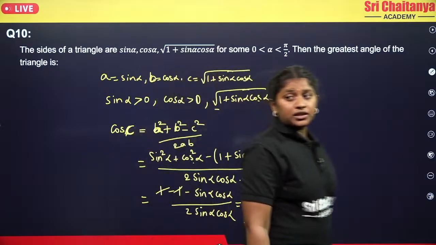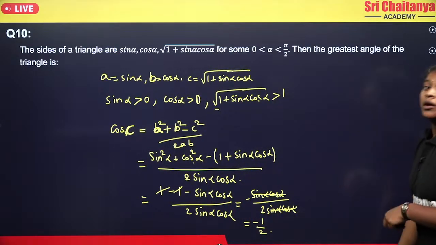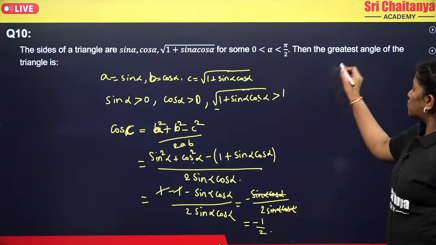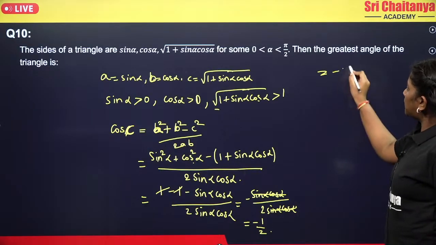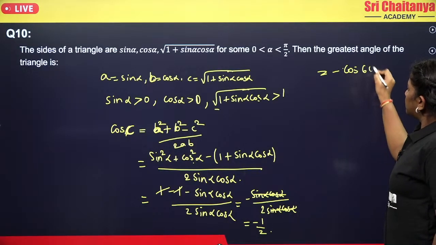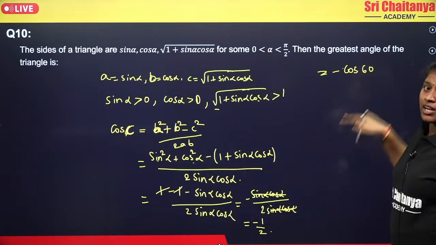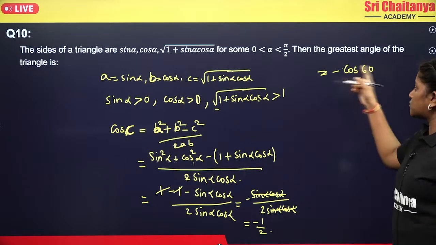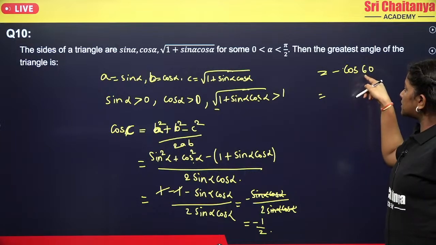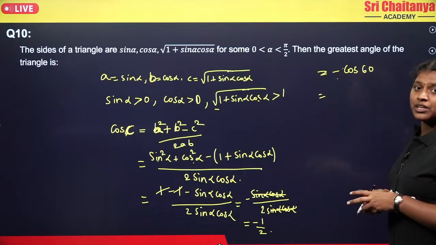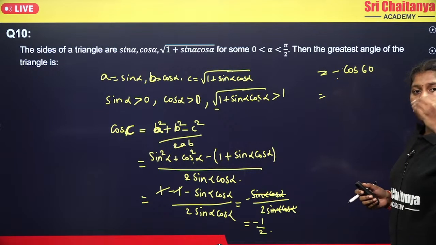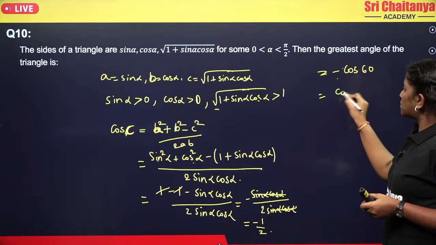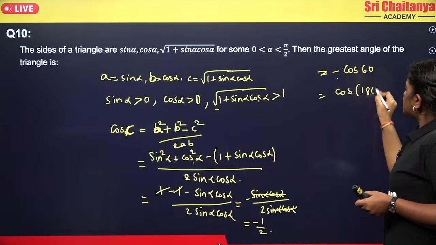So when we get the cos value as minus 1 by 2, minus 1 by 2 means we are having the negative, right? So it will be considered as minus cos 60, right? Because cos 60 value is 1 by 2 and here we are having the negative sign, so it will become minus cos 60. When we get the negative value for the cosine, if the angle is less than 180, that becomes cos of 180 minus 60.